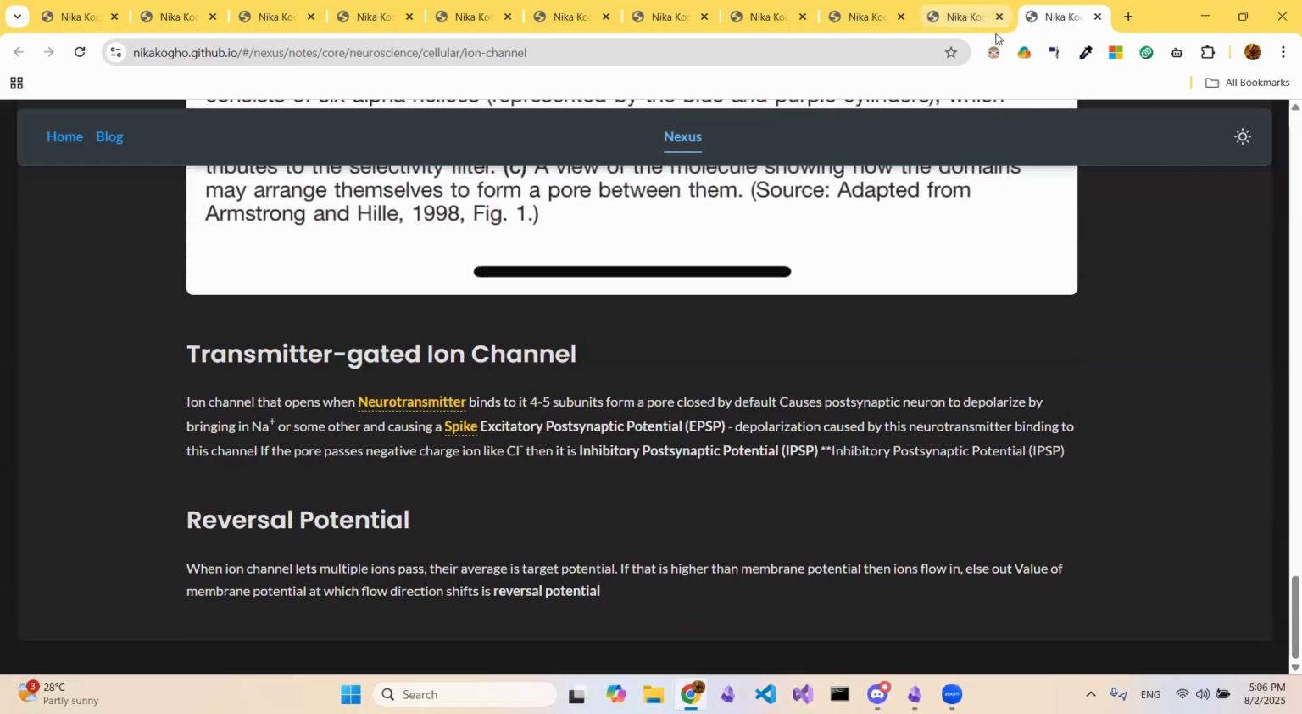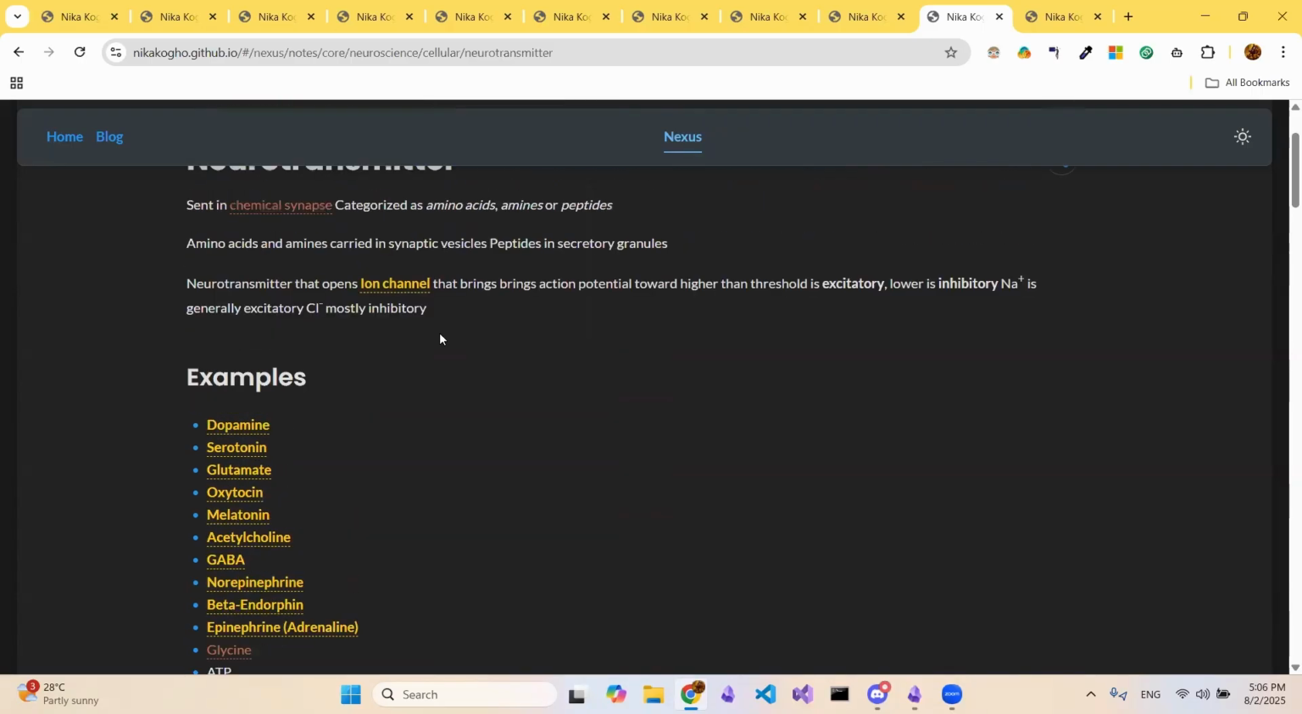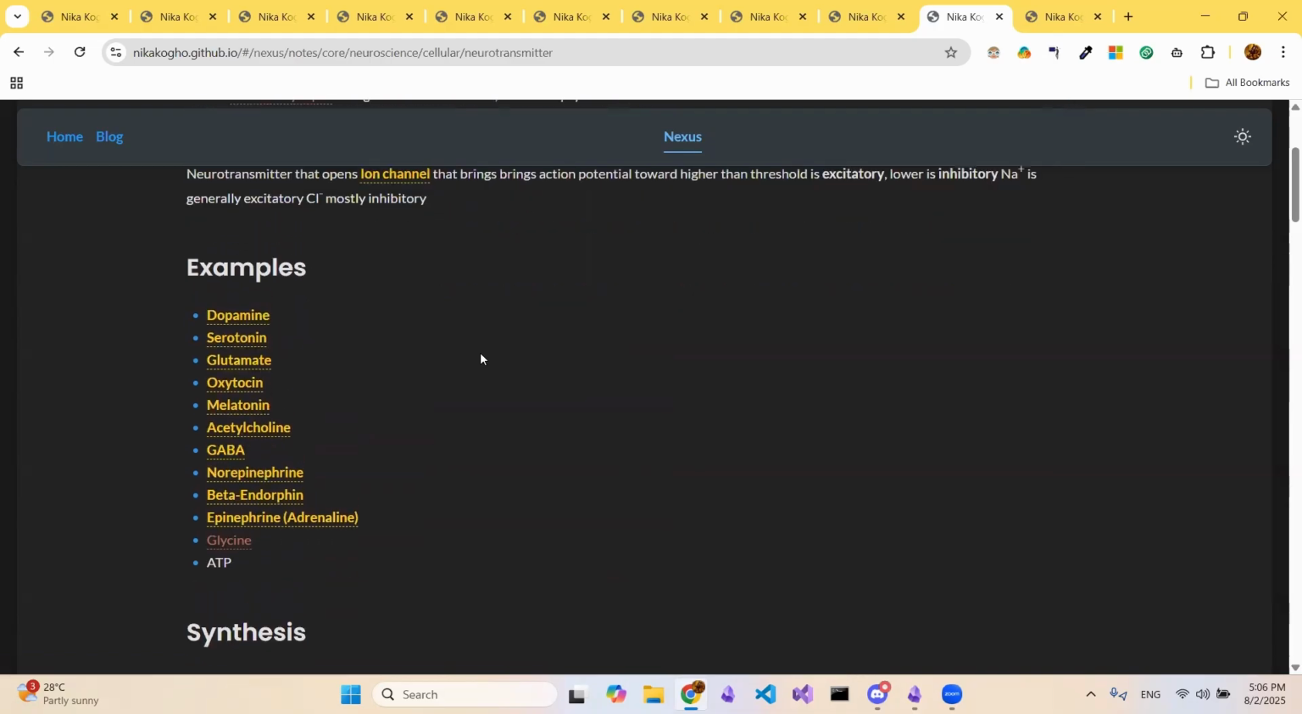And the basic idea is that there are different kinds of neurotransmitters, so there's dopamine, serotonin, glutamate, oxytocin, melatonin, and so on. Many, many different kinds, but all of them work by changing the sensitivities on some ion channels on the dendrite of another neuron, which basically causes the spike to happen faster or slower.